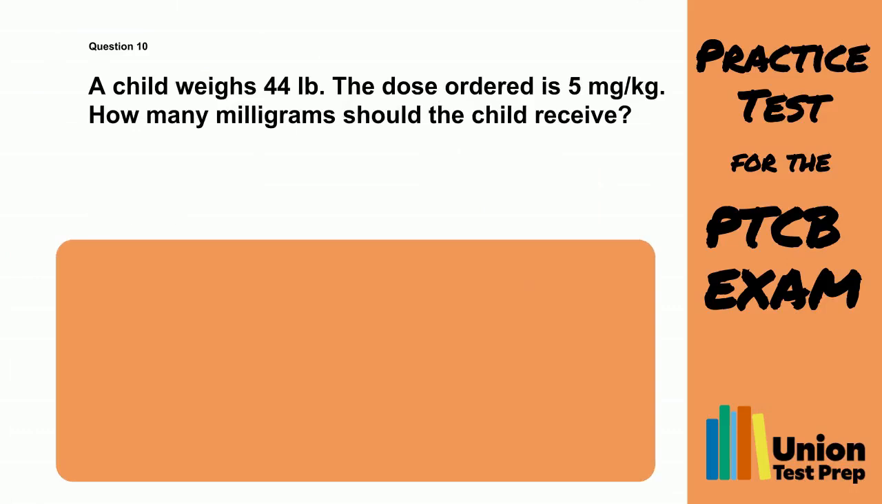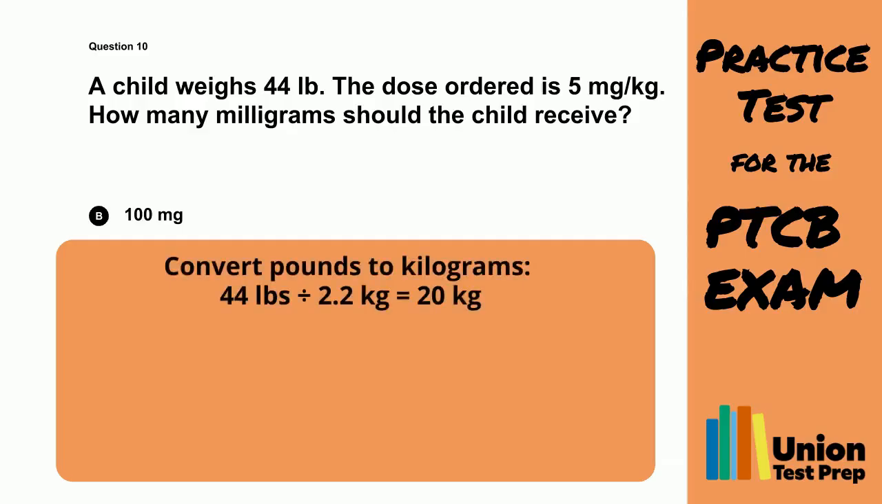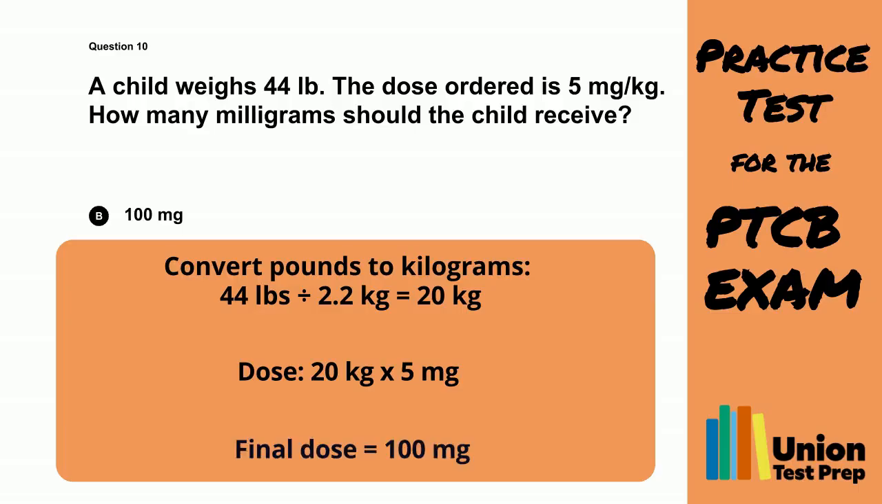The correct answer is B. 100 milligrams. First, convert pounds to kilograms by dividing 44 by 2.2, which equals 20 kilograms. Then multiply the child's weight by the ordered dose, 20 kilograms times 5 milligrams, which equals the correct dose, 100 milligrams.